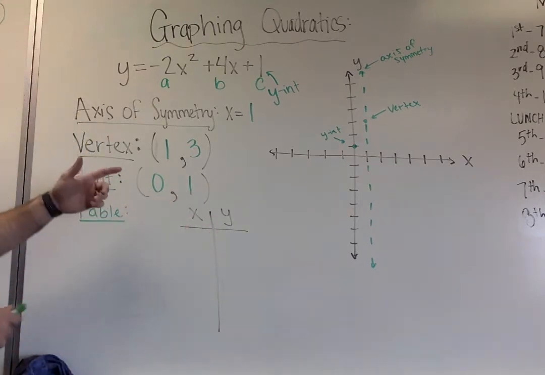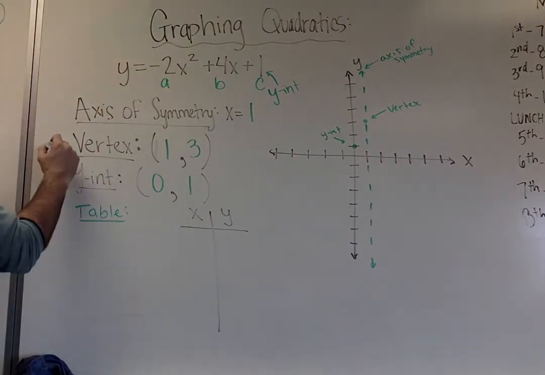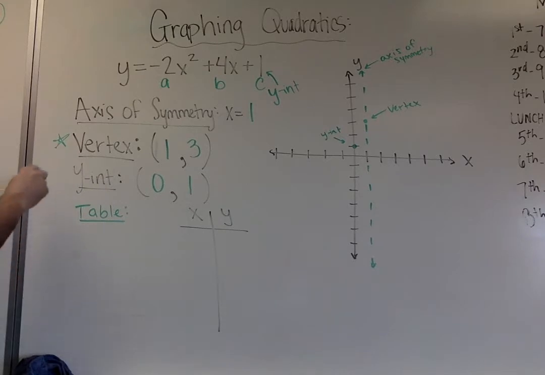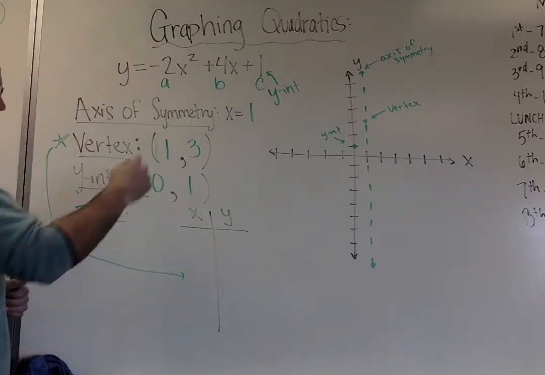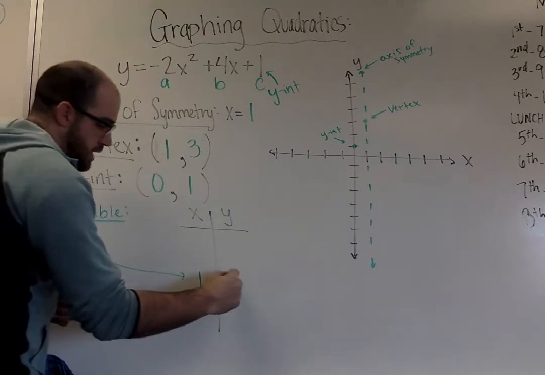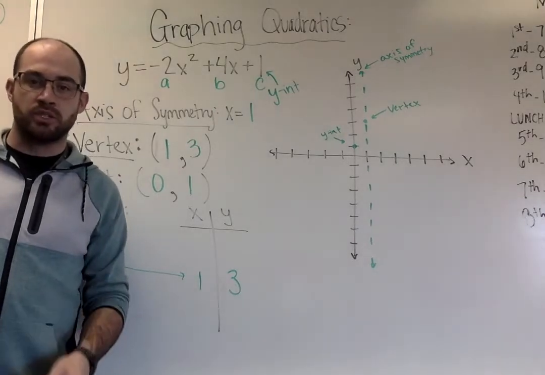When we fill out a table, our vertex right here is kind of the MVP. It is going to always be right in the middle of it. My x value here is 1, my y value is 3. It will always, always, always be the middle of your table.